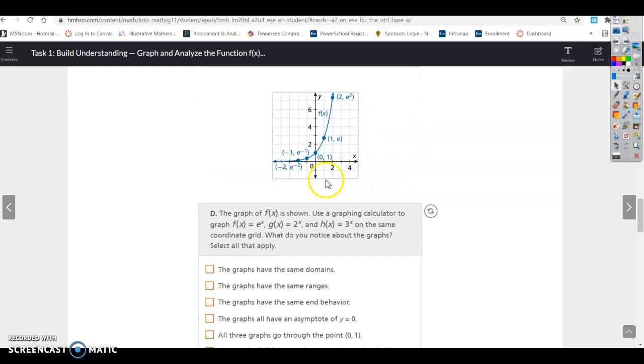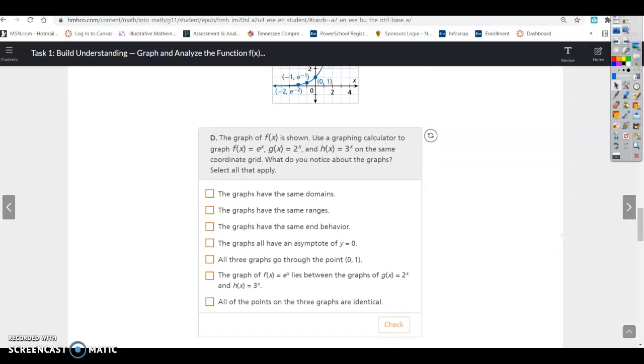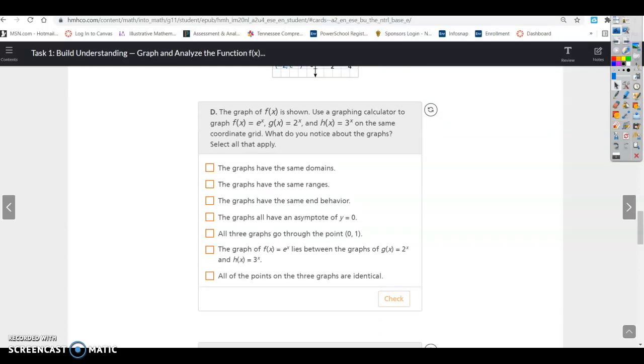All right, so you can see they graph the ordered pairs here. The table we made above where we substituted these values in, and we did e to the 0, e to the first, e squared. That's just visually seeing those points graphed out. All right, the graph of f of x is shown using a graphing calculator to graph f of x, g of x, and h of x on the same coordinate plane. What do you notice about the graphs?